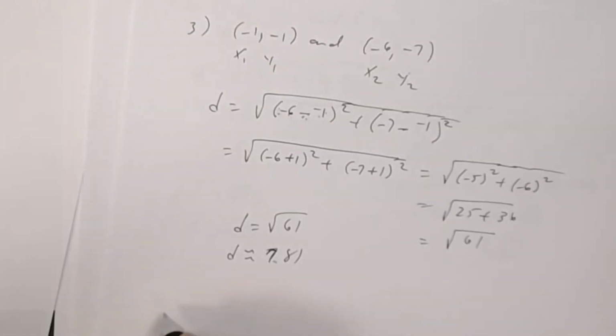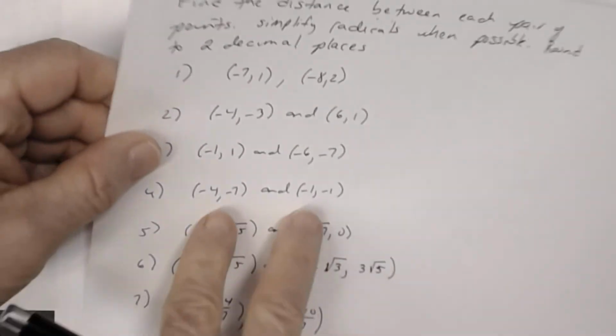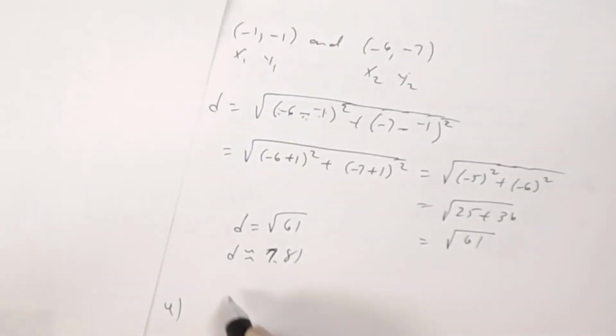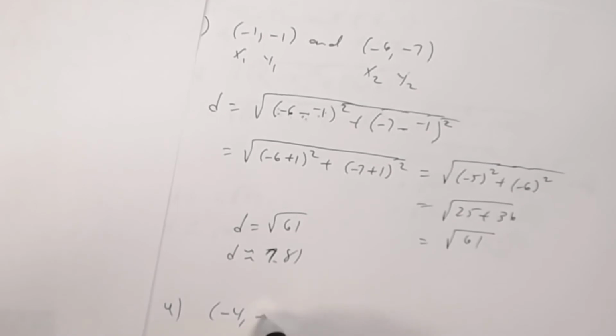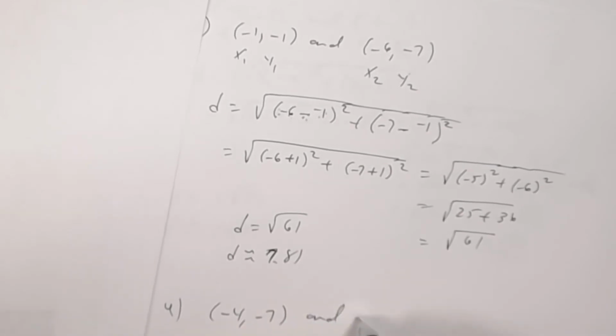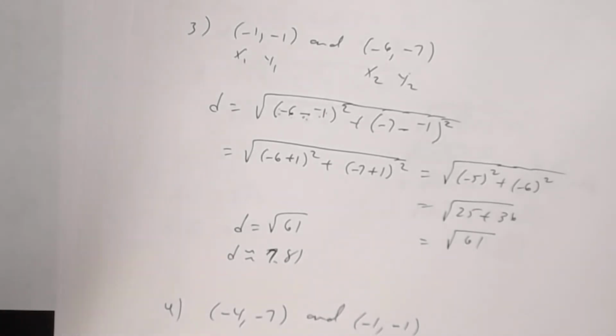Number 4. So number 4, you have these 2 points right here. So we have -4, -7, and -1, -1. Okay? All right.